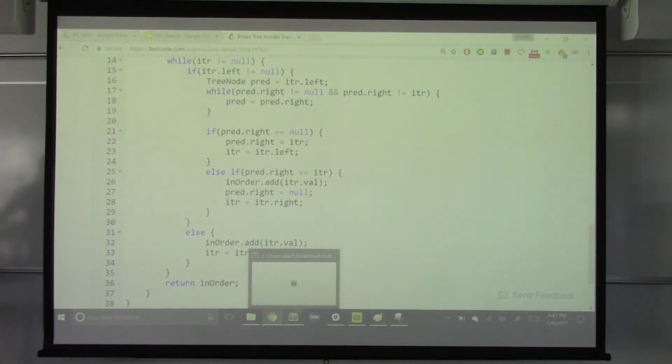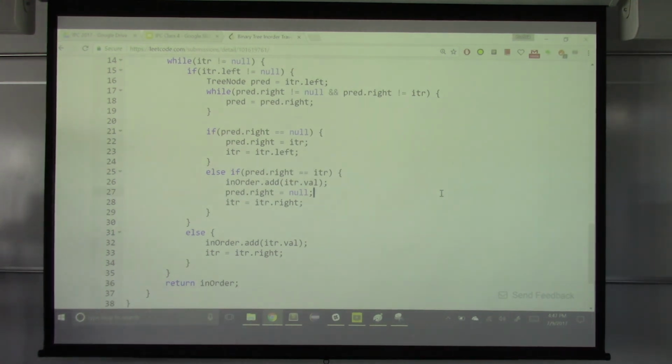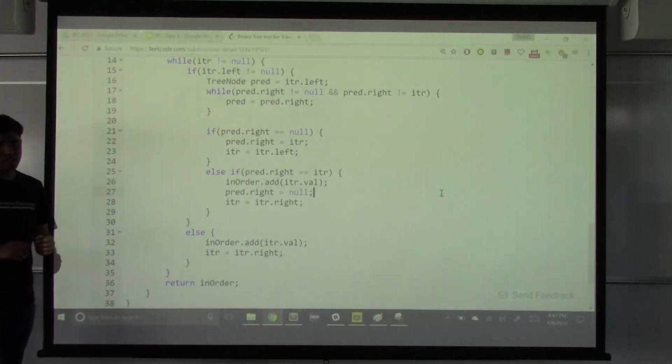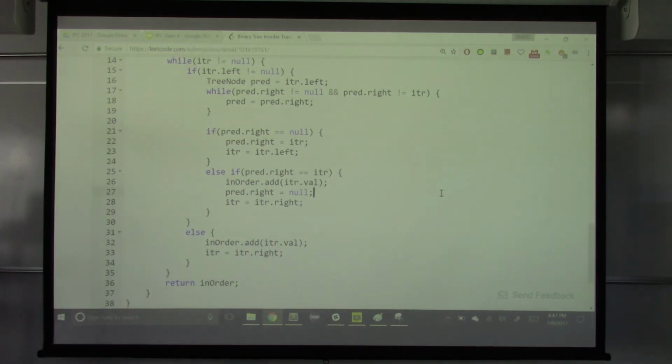It takes time to conceive this. Yeah. So just look at the pseudocode on YouTube and try to understand how this works.